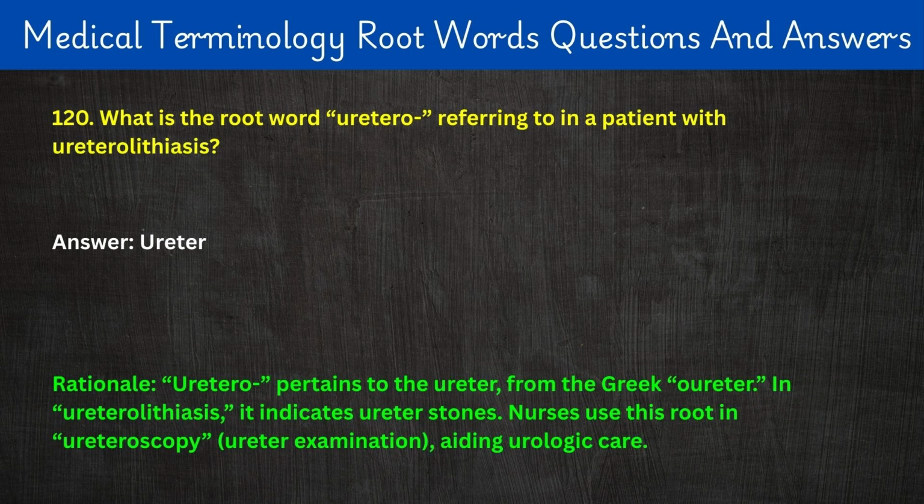120. What is the root word uretero- referring to in a patient with ureteral lithiasis? Answer: ureter. Rationale: Uretero- pertains to the ureter, from the Greek ureter. In ureteral lithiasis, it indicates ureter stones. Nurses use this root in ureteroscopy, ureter examination, aiding urologic care.